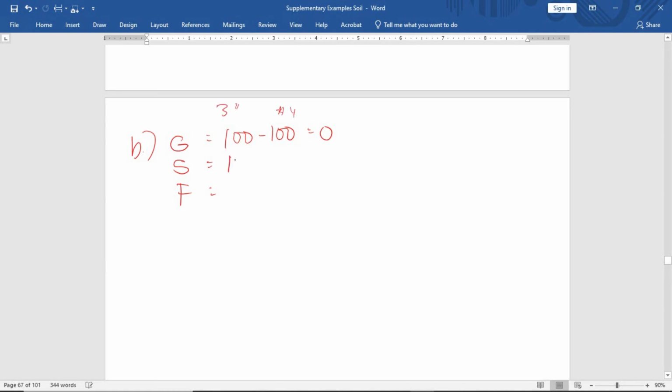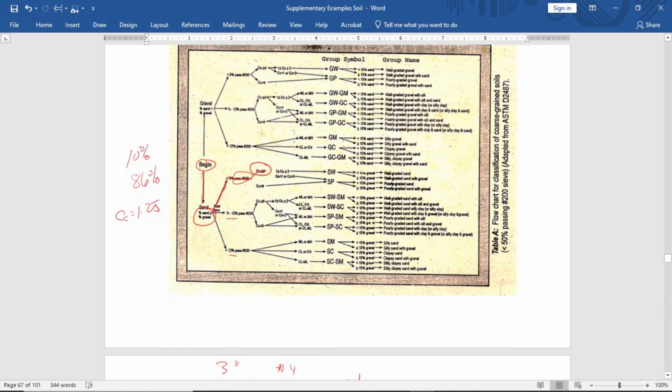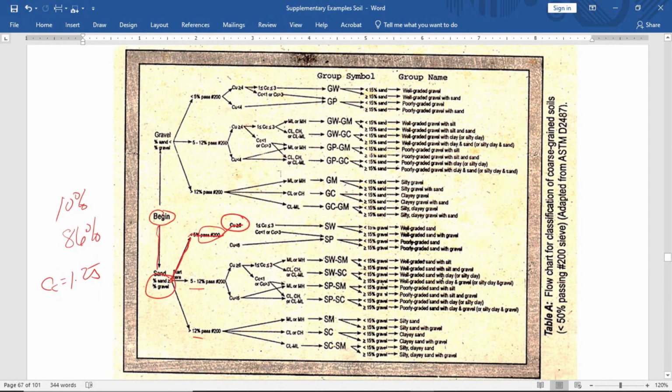So, number 4 ulit, 100 minus ilan yung finer sa number 200 is 33. So, sand natin is 67%. So, ang gravel is 0%. Finer natin is 33%. So, katulad to, ito ay number 4, ito ay number 200. So, ulit, titingnan lang natin. Mas madali gamitin ito kaysa doon sa nauna. Pero yung kanina, magagamit pa rin natin yon.